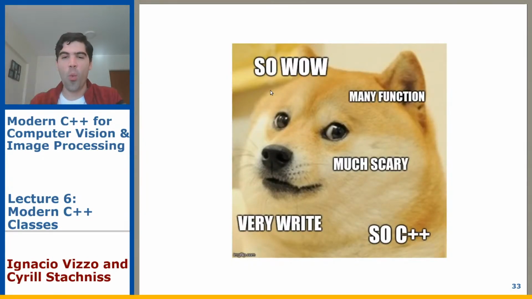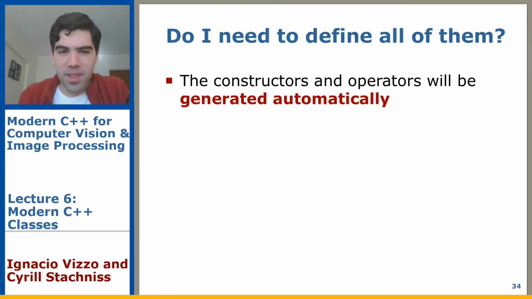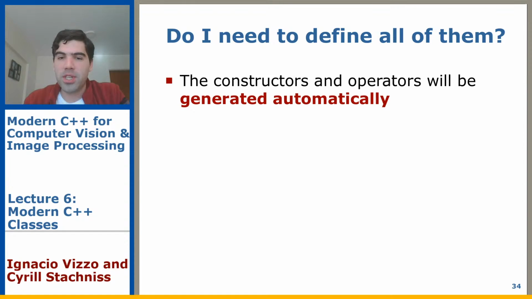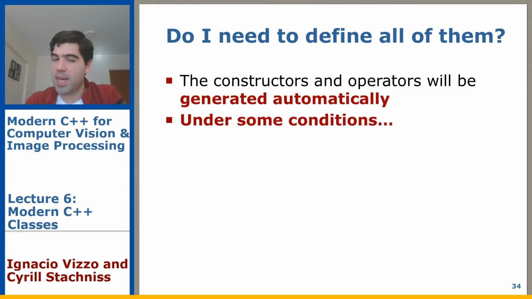And then, so wow, many functions, much scary. Do I need to define all of them? So the constructors and operators will be generated automatically. So the default constructor, the default destructor, and these 4 special functions make 6 functions, so it's a lot of code to write, but this will be generated automatically by the compiler under some conditions.